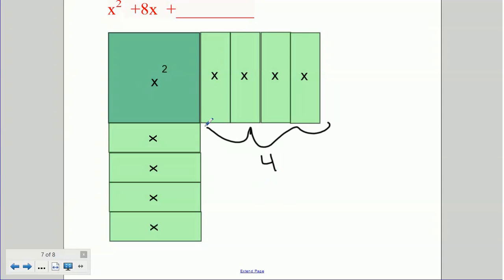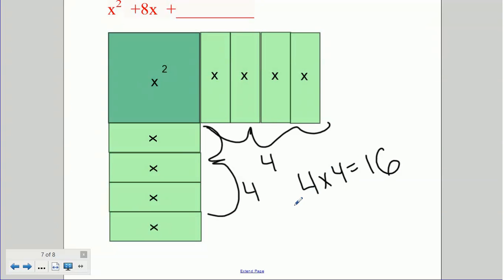And then it would take me 4 this way. So if I multiply that, 4 times 4, it will take me 16 little ones to fill this in, right? Because it's going to take me 4 to fill in each column and 4 to fill in each row. So in all, it's going to take me 16 little squares to fill this in.